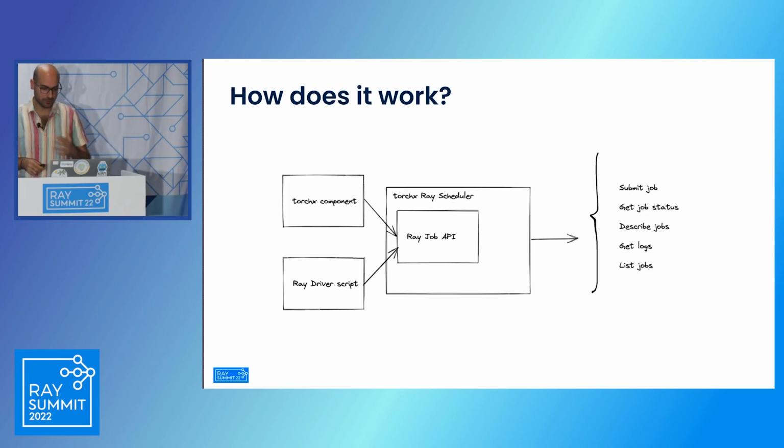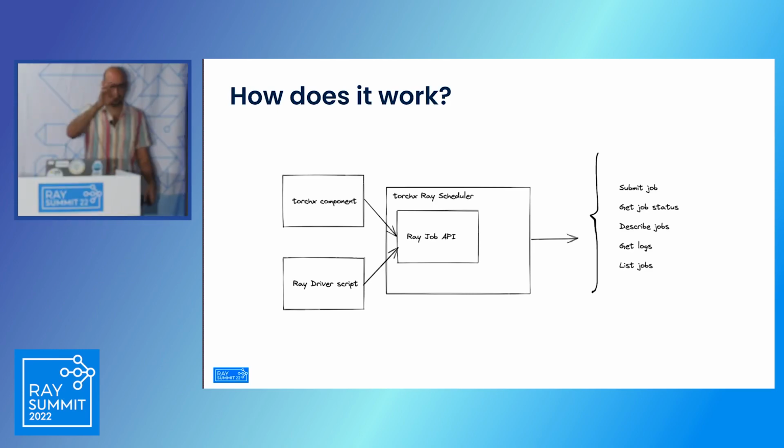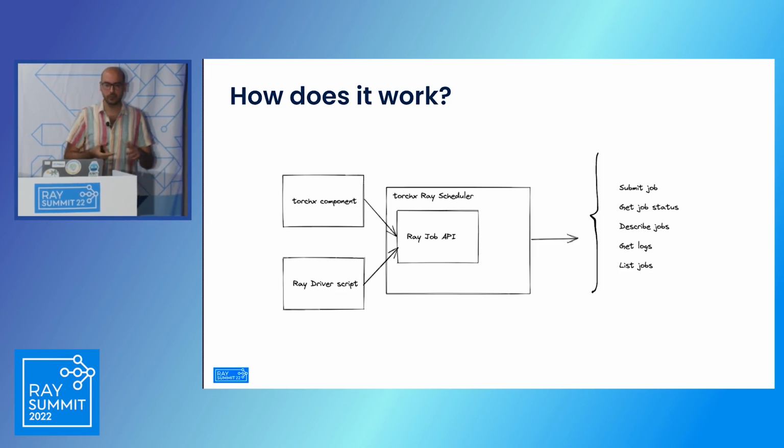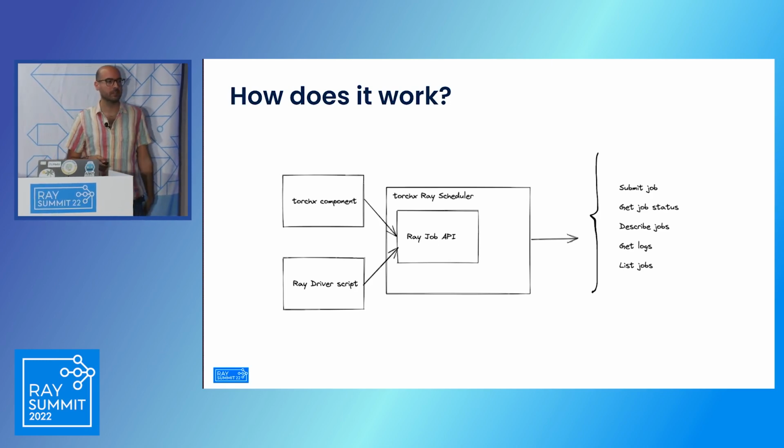The TorchX Ray scheduler here would essentially take a TorchX component, use the driver script, and then you can use this for submitting a job and getting job status. The exact same architecture applies regardless of the kind of scheduler you're using. So if you happen to be using Kubernetes or Slurm, it's sort of the same thing. But there are some real benefits as to why I think you should probably consider the Ray one, which I'll talk about in a second.